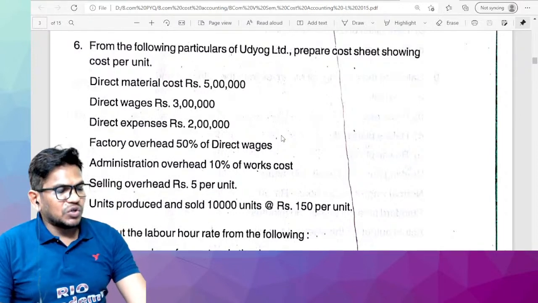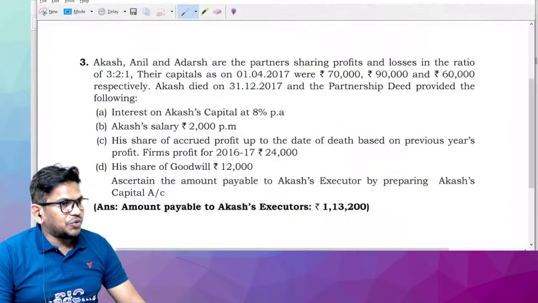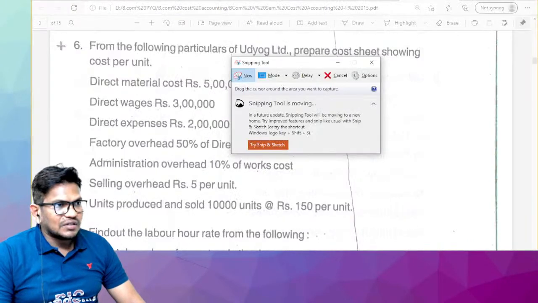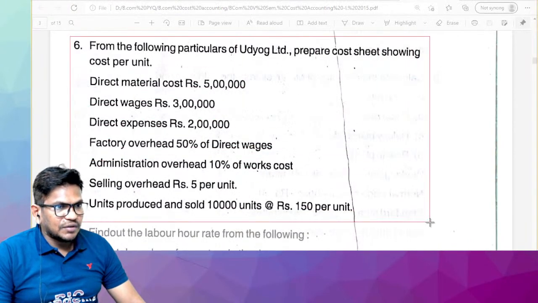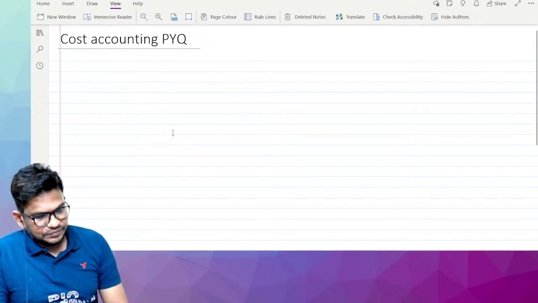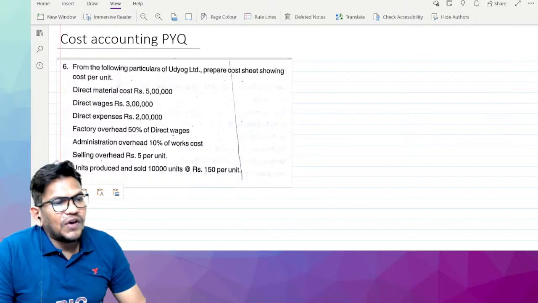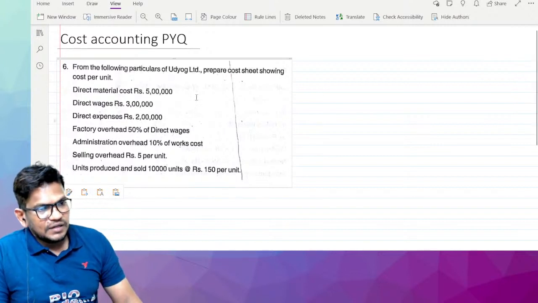So guys, we are solving some of the important previous question papers that you may get for your upcoming exams. Here is the first question. Let's solve this. And if you have any doubt, please tell me.